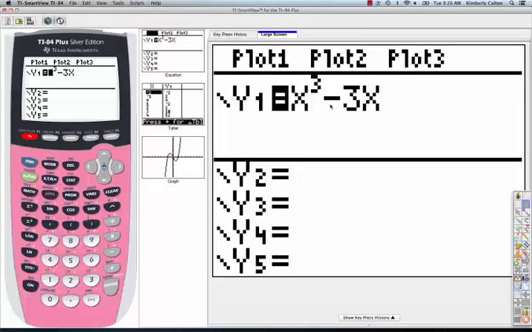This is a tutorial on how to find relative maxima and minima using your calculator. The first step you need to do is put your equation in for y equals. Our equation that we're using for this problem is x cubed minus 3x. That's x to the third power minus 3x.